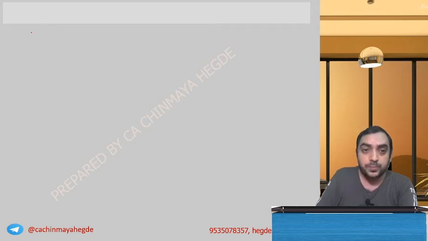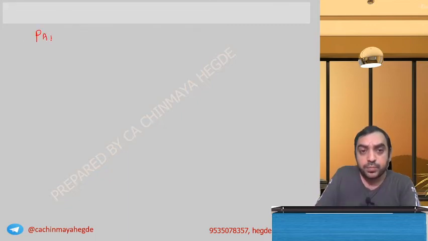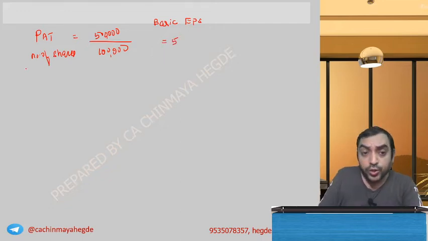Convertible debentures. Okay, let's say you have current year profit after tax of 5 lakh and the number of shares existing, let's say, 1 lakh. So we say basic EPS will be 5 rupees. Now you have convertible debentures.